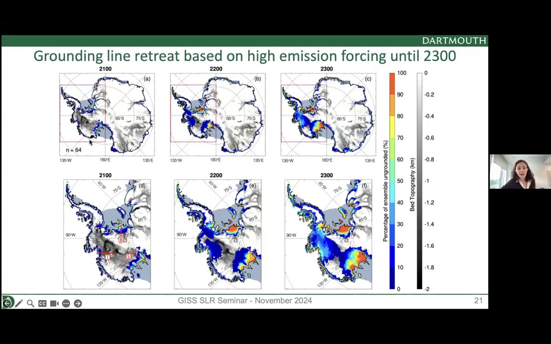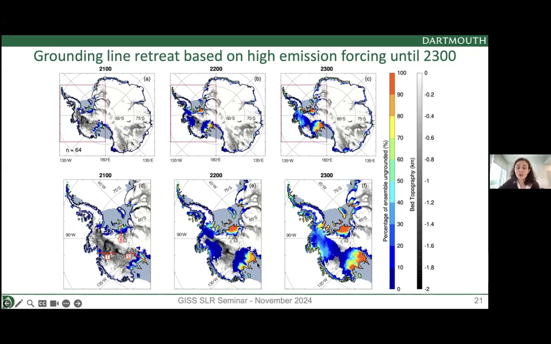If we continue looking at that, another thing that we want to look at is the grounding line retreat. It's really a good indication of how things are going. Here, these figures show for the same timeline, at the top all of Antarctica, and the bottom the same but focusing on West Antarctica, since that's where most things are happening. The percentage of the ensemble that shows ungrounding at a certain point, so how many of these models simulate a grounding line retreat. We see that by 2100, there is some retreat, mostly Siple coast, also Berkner Island ice rise here.